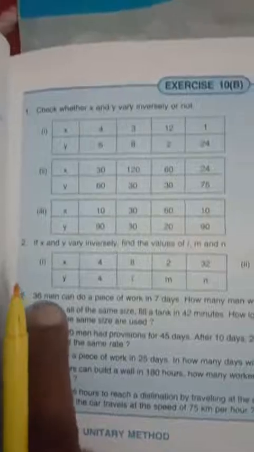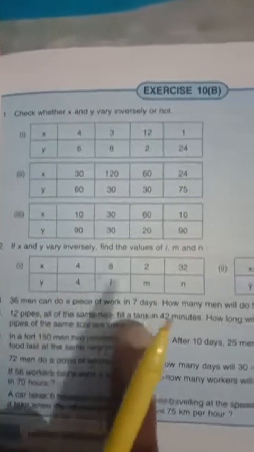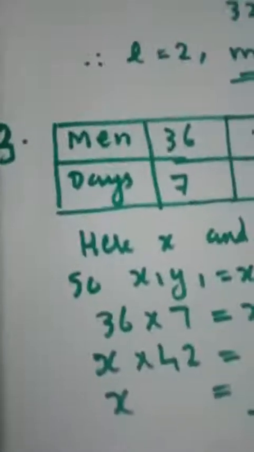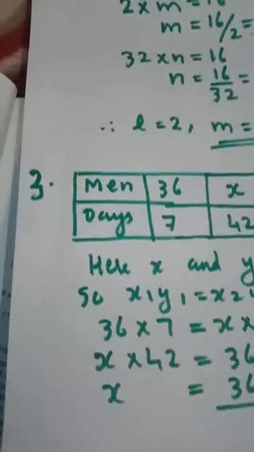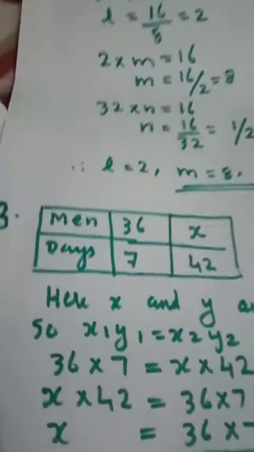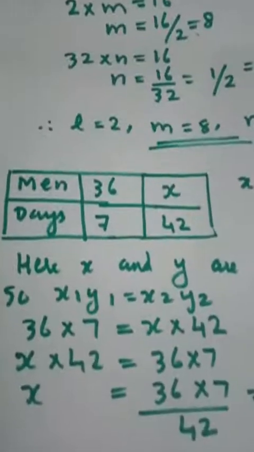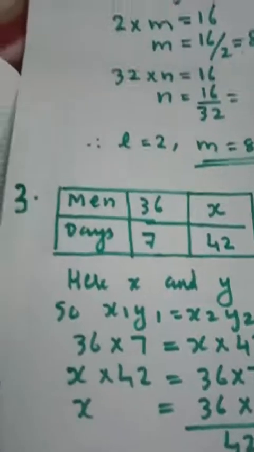Next, question number 3. 36 men can do a piece of work in 7 days. How many men will do the same work in 42 days? See here, the steps are very simple, but first you want to check whether it is direct or indirect variation.